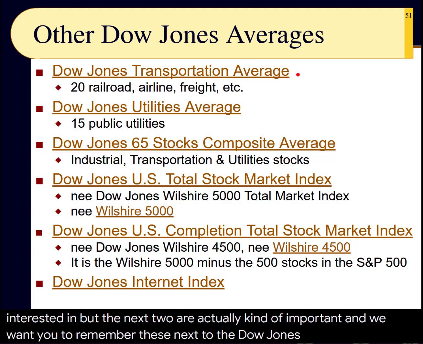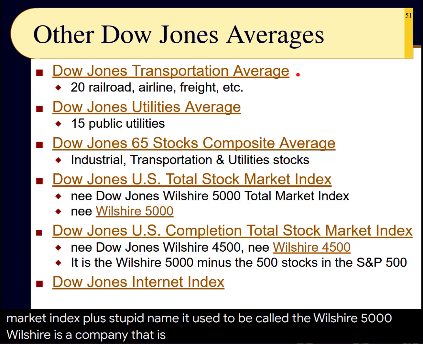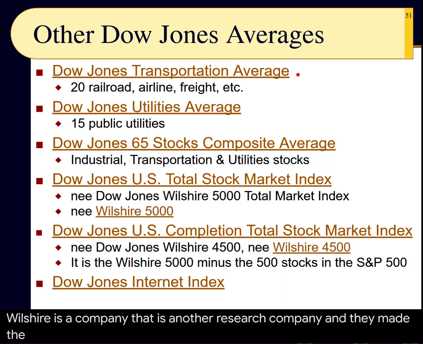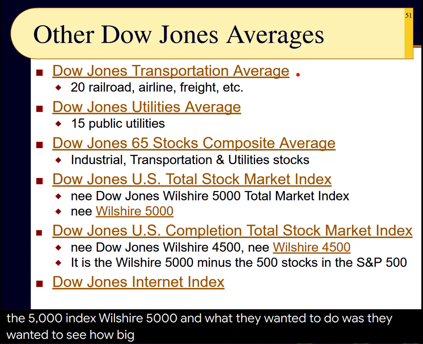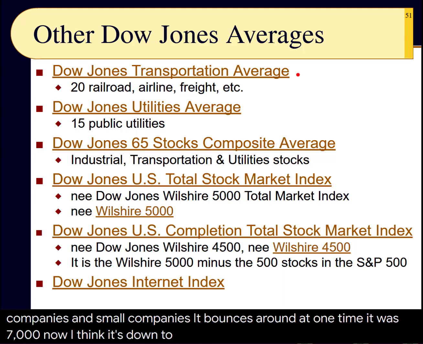The Dow Jones U.S. Total Stock Market Index. What a stupid name! It used to be called the Wilshire 5000. Wilshire is another research company, and they made the 5,000 index, Wilshire 5000. What they wanted to do is see how big companies were doing, medium-sized companies, and small companies. So they made an index of some 5,000. Well, it bounces around. At one time it was 7,000. Now I think it's down to 3,800 or whatever.